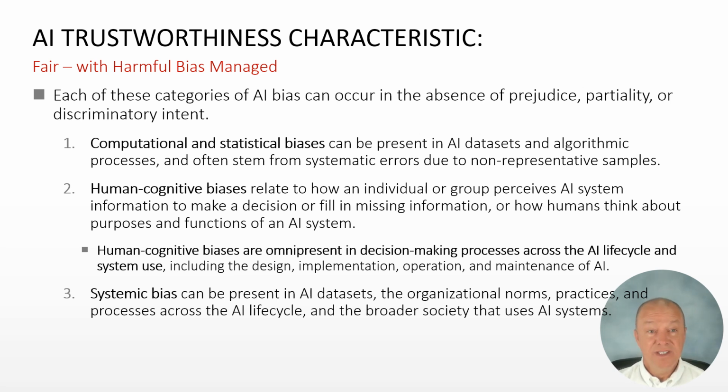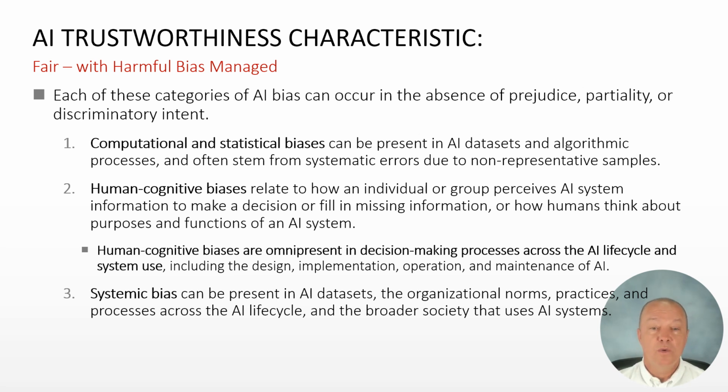So each of these categories of AI bias can occur in the absence of prejudice, partiality, or discriminatory intent. So again, computational and statistical biases can be present in the AI data sets themselves, as well as the algorithmic processes, and they often stem from systematic errors due to non-representative samples.